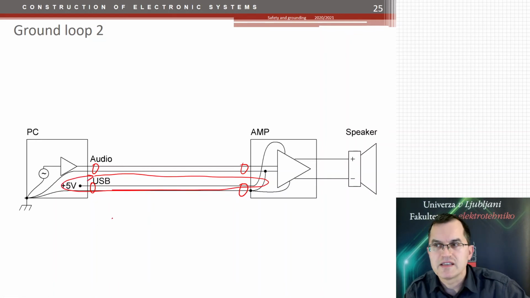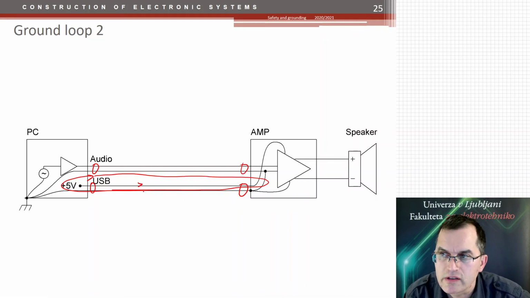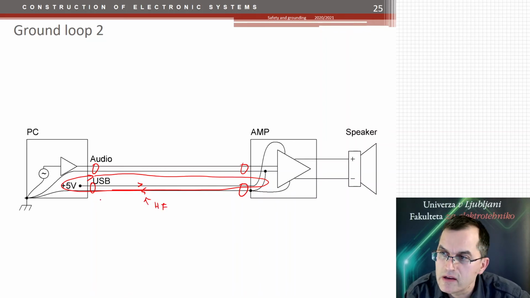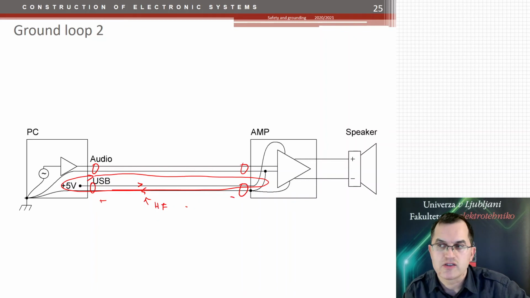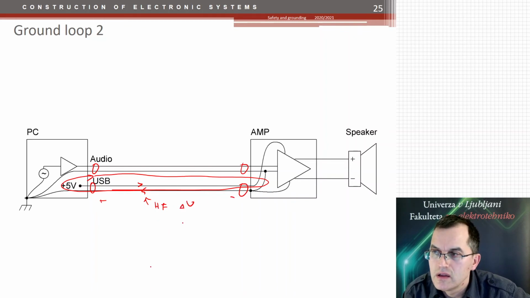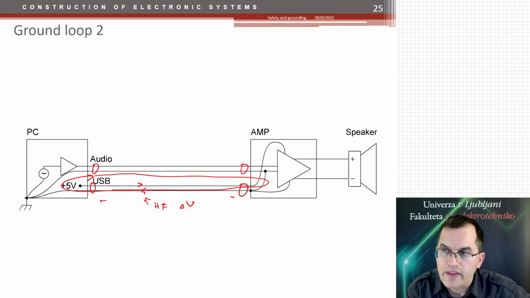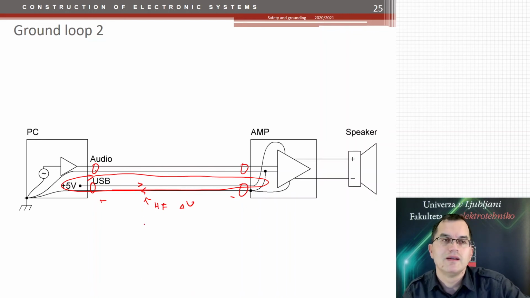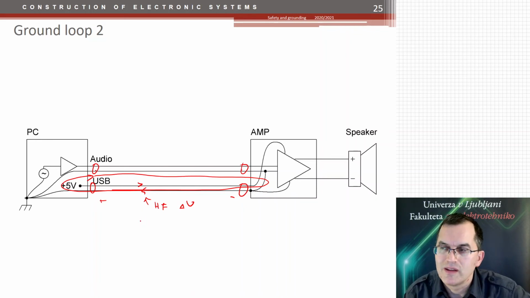So what happens here? You have a charging current that flows here, and that charging current usually contains high frequency parts as well. So you have a voltage difference because of that charging current that contains high frequencies, and that voltage difference then applies also to this audio signal there. And again, you have a problem of noise coupling because of this ground loop to your audio signal.